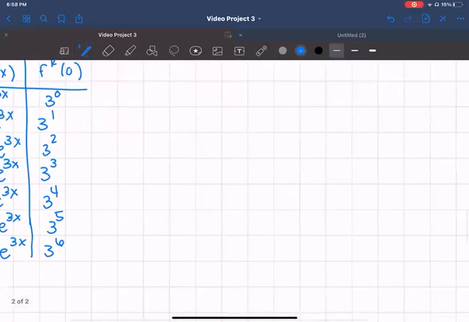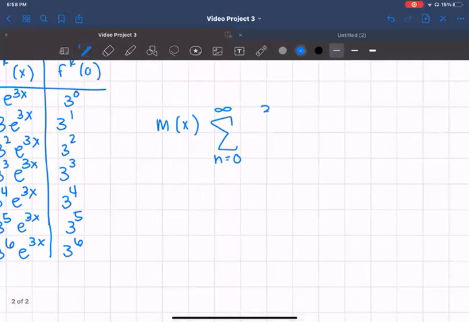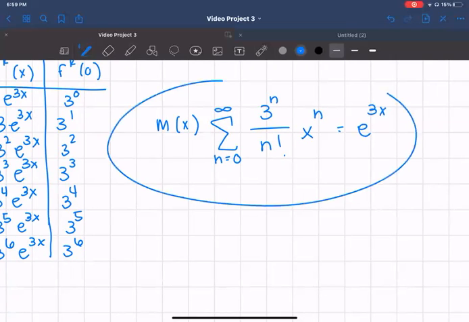Okay, and then our Maclaurin series is going to be the sum from n equals 0, and then it's going to be 3^n all over n factorial times x^n, and that's just going to equal e to the 3x. And that's the Maclaurin series.